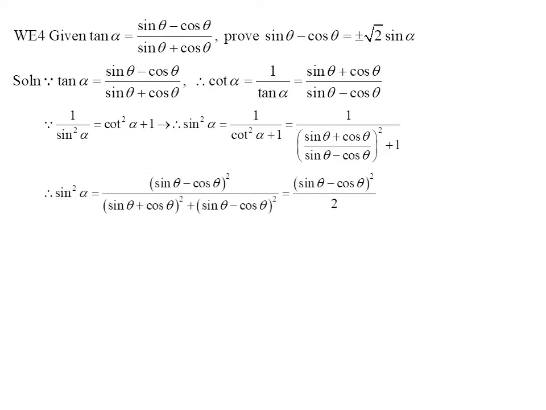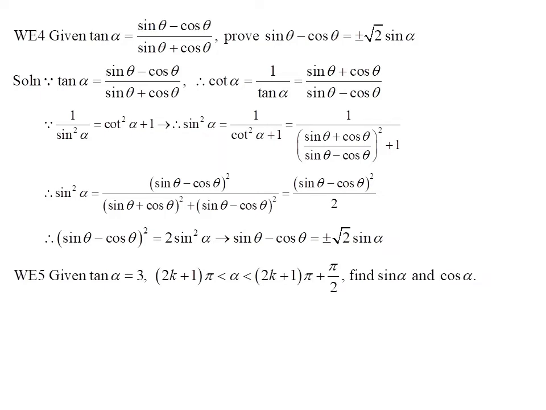The expression can be simplified to the ratio of (sine theta minus cosine theta) squared to 2. Hence, (sine theta minus cosine theta) squared equals 2 times sine squared alpha. After taking the square root on both sides of the equation, we have proved the relation: sine theta minus cosine theta equals plus or minus square root 2 times sine alpha.